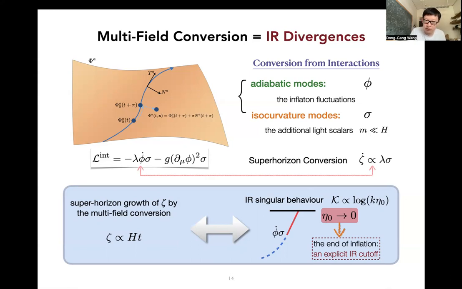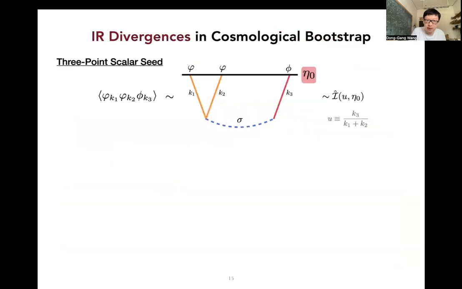This mixed propagator would have an IR divergent behavior if the end of inflation eta-naught goes to zero. Here it corresponds to a logarithmic growth, this log singularity. This logarithmic growth is the super-horizon growth of the curvature perturbation zeta in the multi-field analysis. Now if we want to bootstrap the multi-field signal, what we need to achieve is to understand how to deal with the IR divergences in the cosmological bootstrap.